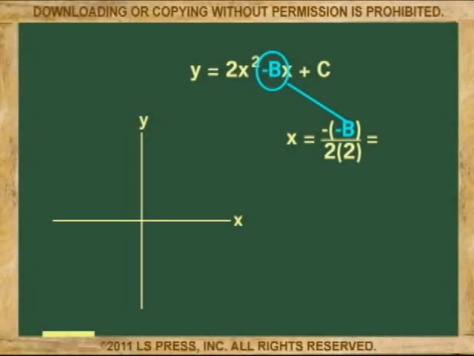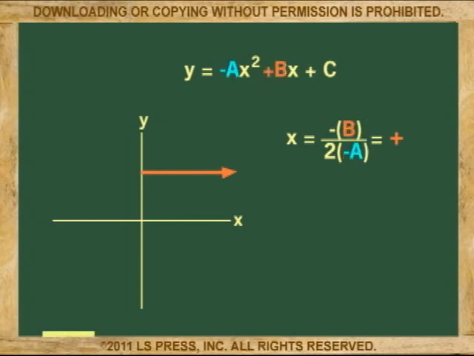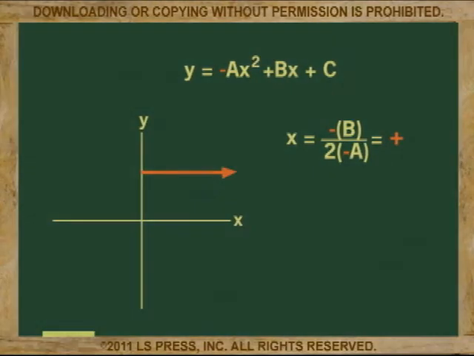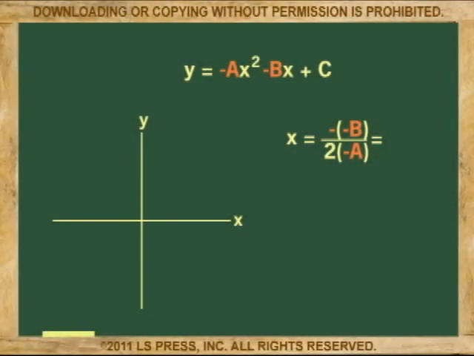Now, if b is negative and a is positive, the vertex is to the right of the y-axis. If the reverse happens and b is positive and a is negative, again the vertex is to the right of the y-axis. This is so because the equation is negative, and a negative value of a coefficient will turn the value of x positive. However, if both a and b are negative or positive, then the vertex is to the left of the y-axis because the equation stays negative.